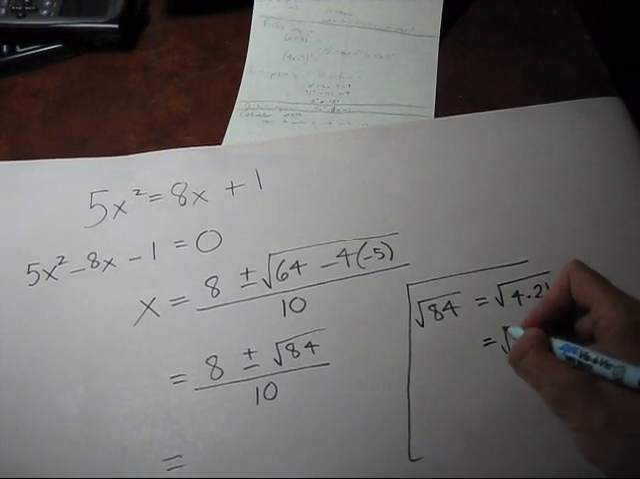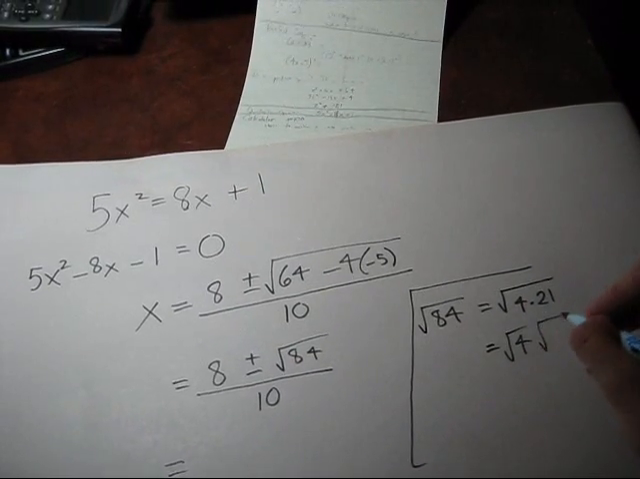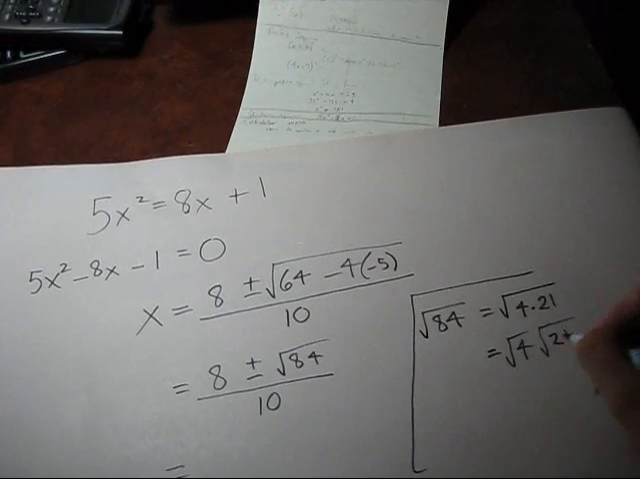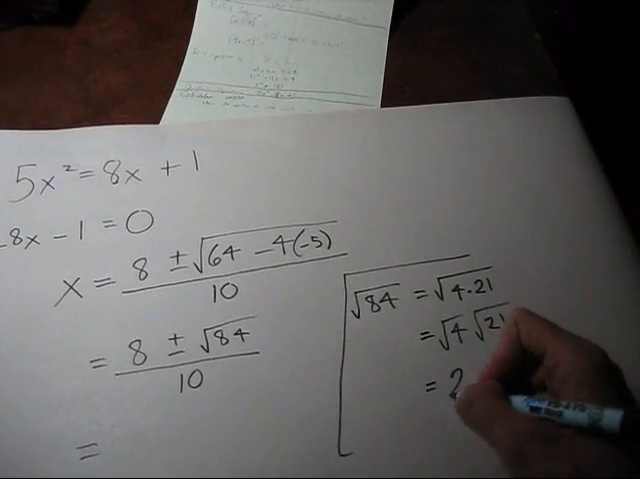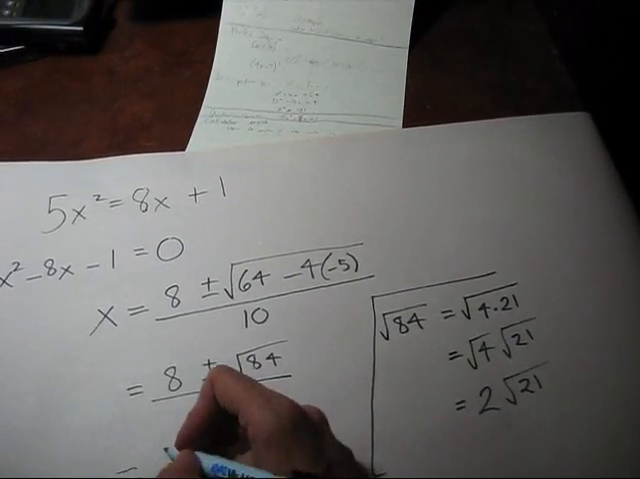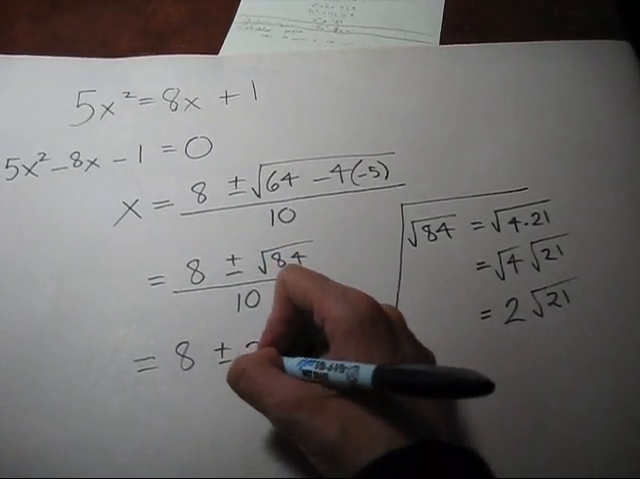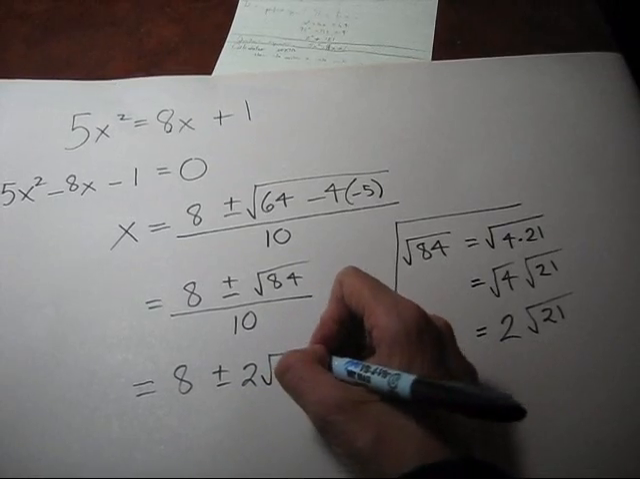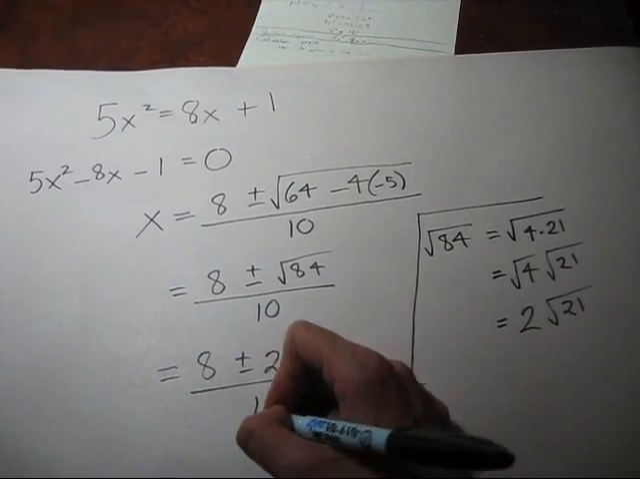Well, one of the properties of square roots is we can split it up over multiplication, and the square root of 4 is 2. So we'll take this back down to here. We have 8 plus or minus 2 times the square root of 21 all over 10.